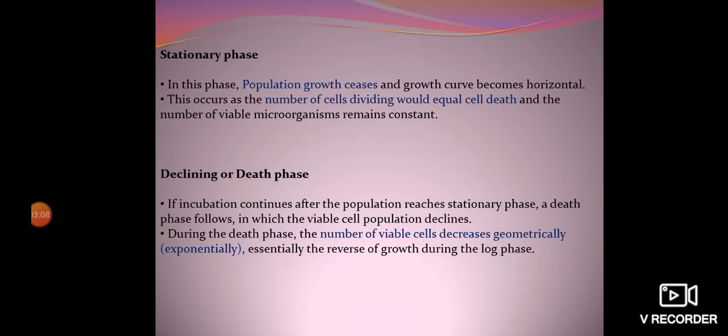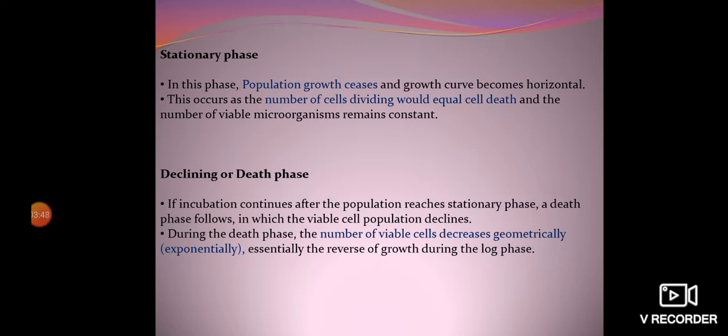Next one is the stationary phase. In this phase, the bacterial population growth stops and the growth curve becomes horizontal, as you can see in the previous plot. This occurs as the number of cells dividing equals cell death and the number of viable microorganisms remains constant. That means in this phase the rate of growth of bacterial population is equal to the declining rate of bacterial population, so it seems that viable microorganism population remains constant. That's why there is a horizontal plot in this stationary phase.